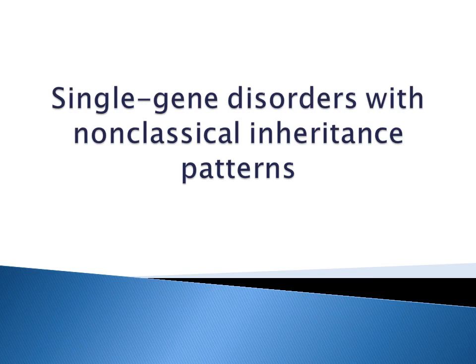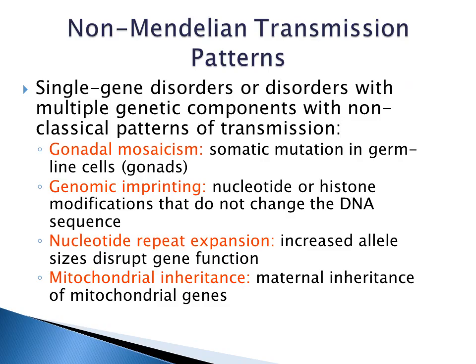So now we're going to discuss single gene disorders with non-classical inheritance patterns. So, non-Mendelian transmission patterns. Single gene disorders are disorders with multiple genetic components, and those with non-classical patterns of transmission include gonadal mosaicism, which is a somatic mutation in germline cells, specifically within the gonads; genomic imprinting, which is nucleotide or histone modifications that do not change the DNA sequence; nucleotide repeat expansion, which increases the allele sizes that disrupt the gene function; and mitochondrial inheritance, where you have maternal inheritance of mitochondrial genes.